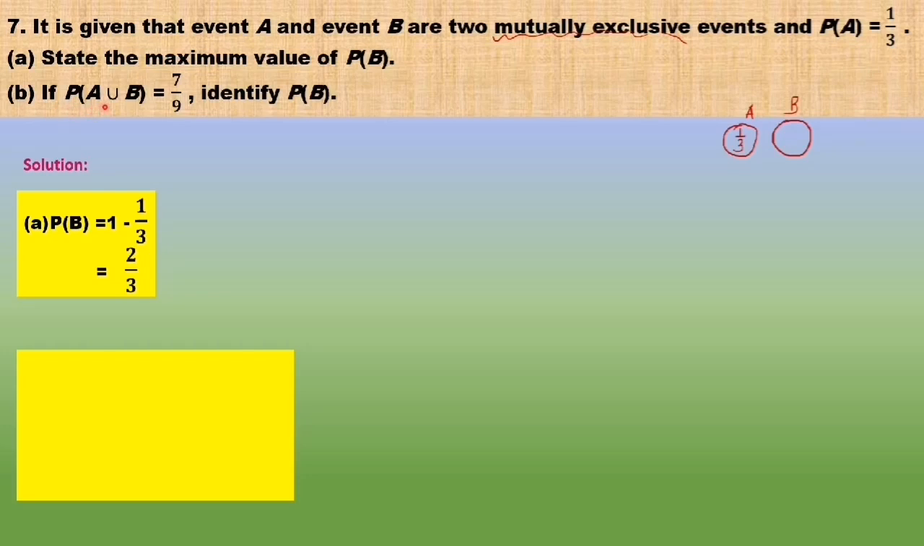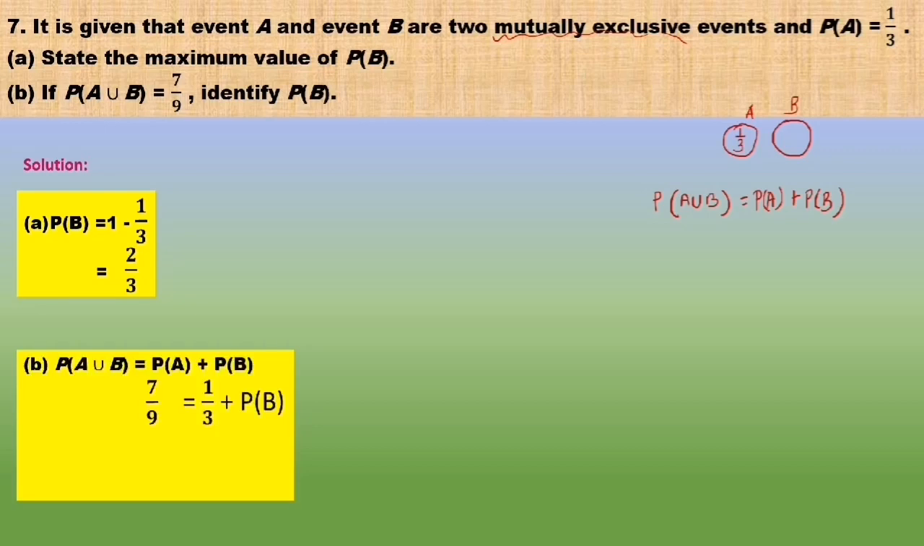B. If probability A union B equals 7 over 9, identify probability B. Remember, probability A union B equals probability A plus probability B, because it's mutually exclusive, so no need to subtract probability A intersect B. A union B is 7 over 9 equals probability A is 1 over 3 plus probability B. So now I move 1 over 3 to the left hand side, and probability B equals 7 over 9 minus 1 over 3 equals 4 over 9.